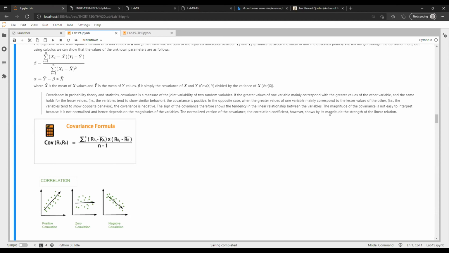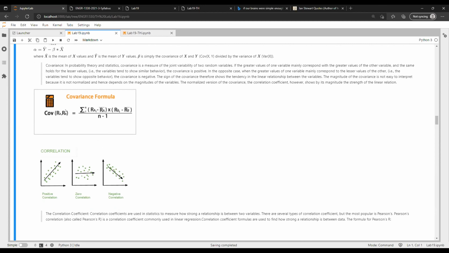It shows by its magnitude the strength of the linear relation. So from the covariance, we can get the correlation coefficient. And this ranges from -1 to 1, in which case you have on the one side as positive a correlation as I can infer. I'm pretty sure if you take y equals x and plug it in with some data points, that's a perfect line. Same thing for y equals -x.